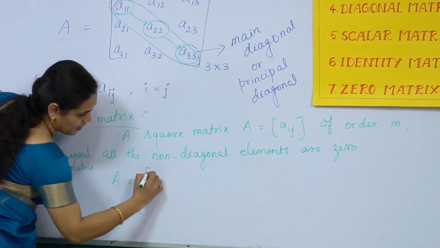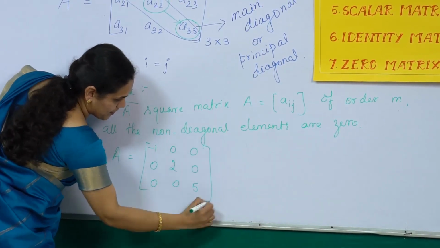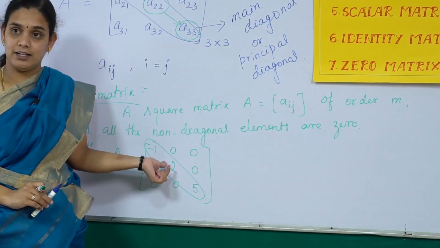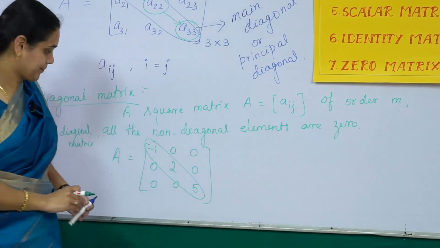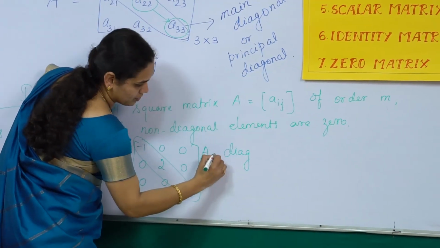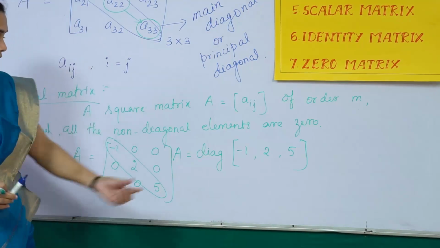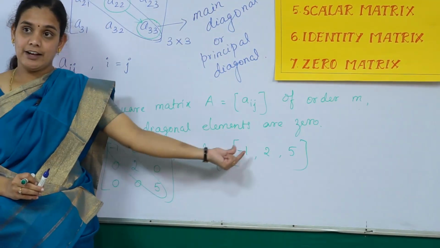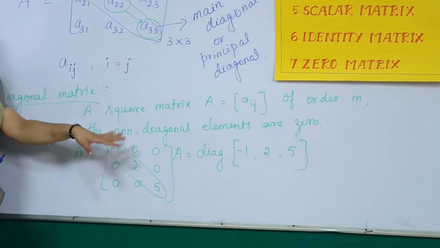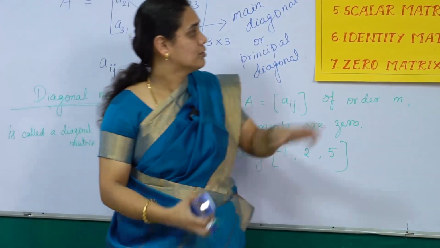Example: -1, 0, 0, 0, 2, 0, 0, 0, 5. See, we have numbers only along the diagonal, not on the non-diagonal elements. In a shorter way, we can write this matrix as A equal to diag(-1, 2, 5). It means A is a diagonal matrix, and along the diagonal we have -1, 2, 5, and all the non-diagonal elements are 0. So this is a diagonal matrix. Okay. Next we will move on to the scalar matrix.